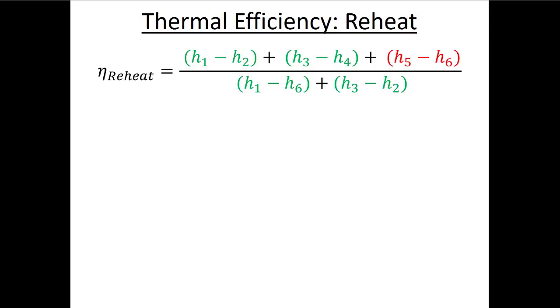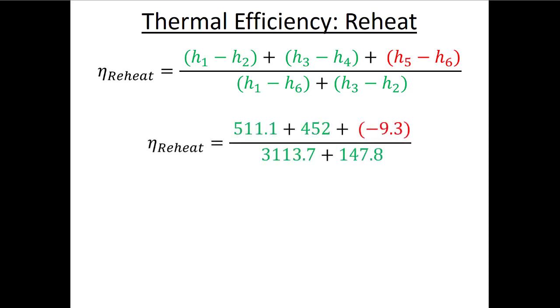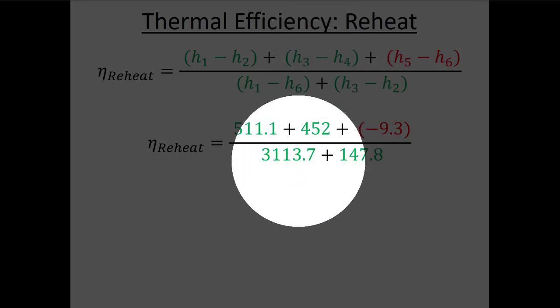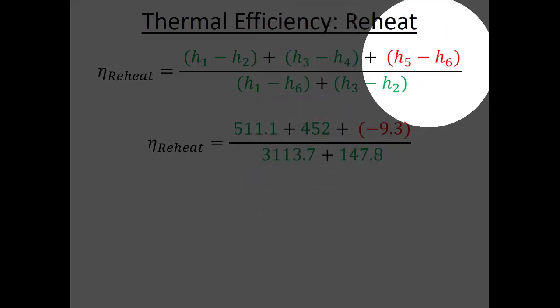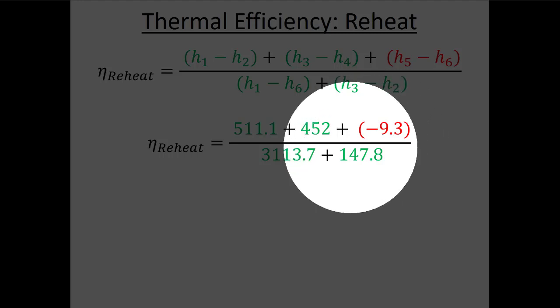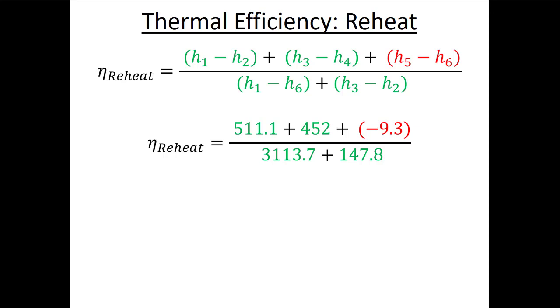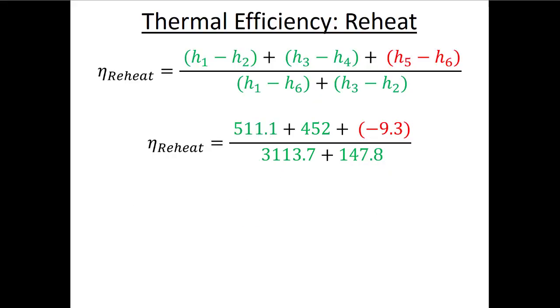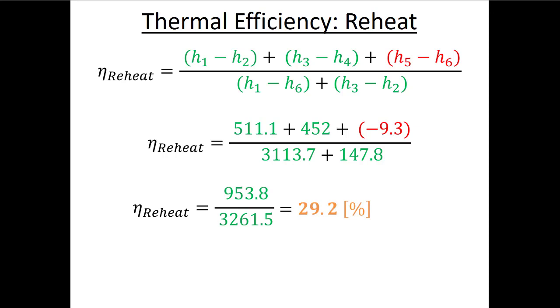So now I should be able to find my thermal efficiency because I know all the enthalpies in this equation. Here I've seen that my delta H across the first turbine is positive. My delta H across the second turbine is positive. H in minus H out across the pump is negative. That's what I'm expecting. And the delta H's that correspond to the heat transfer rate in both cases are also positive. So in this case, I can find my thermal efficiency for this reheat cycle as 29.2%.